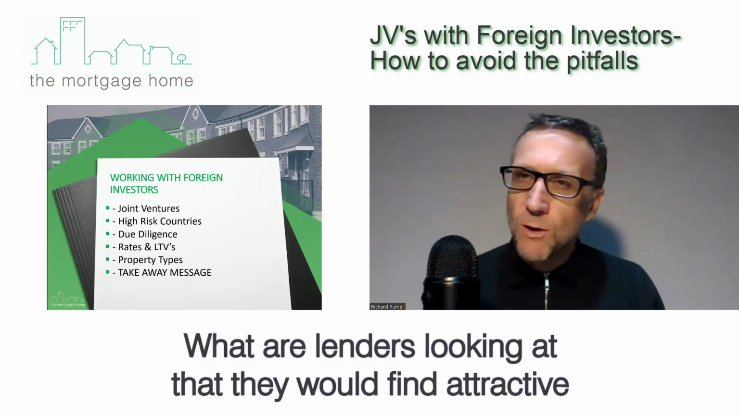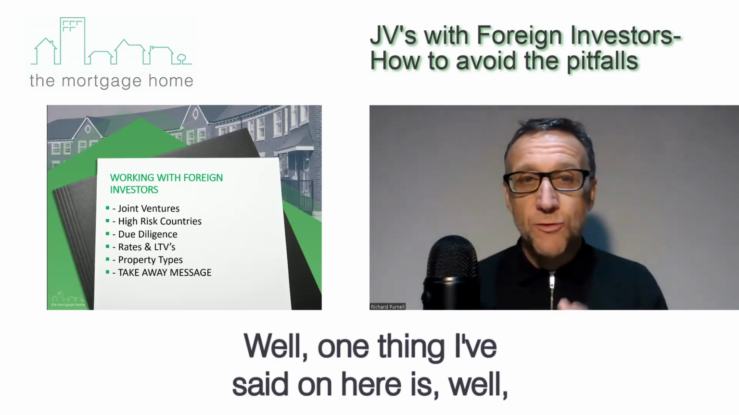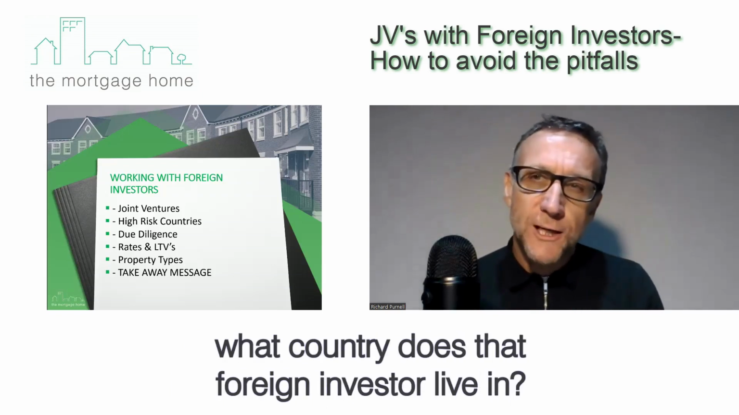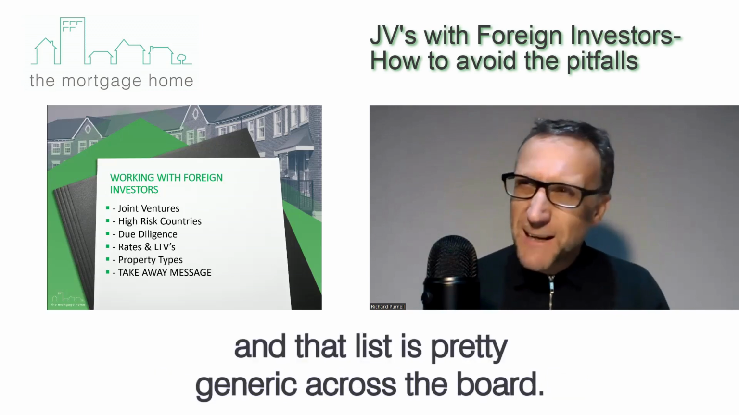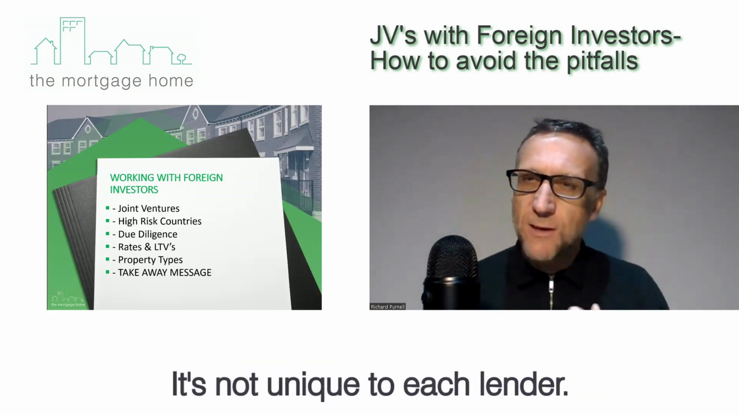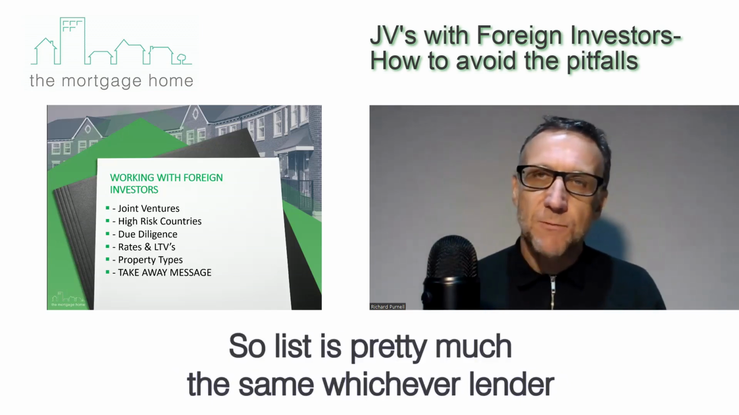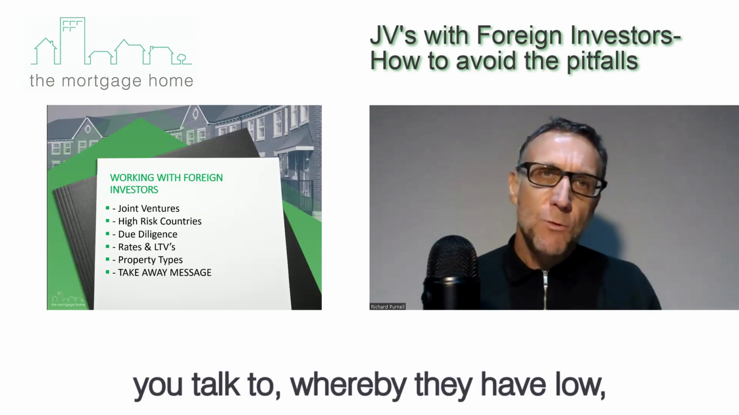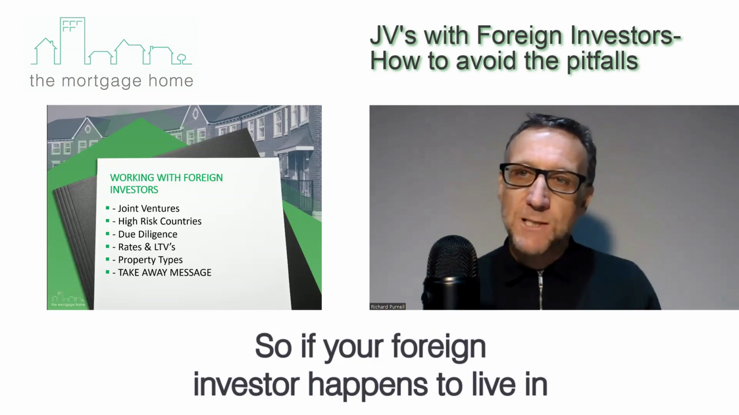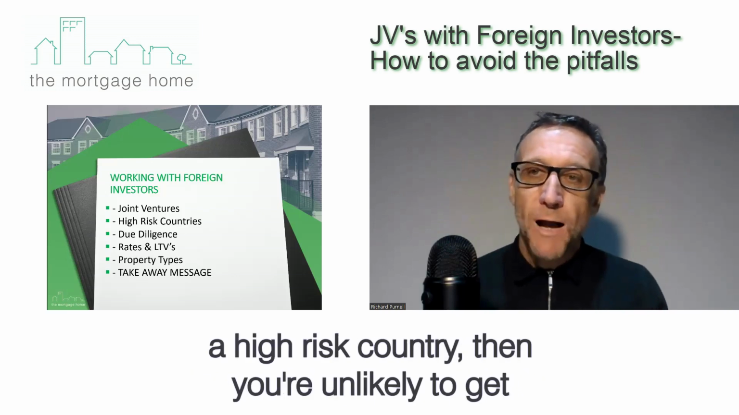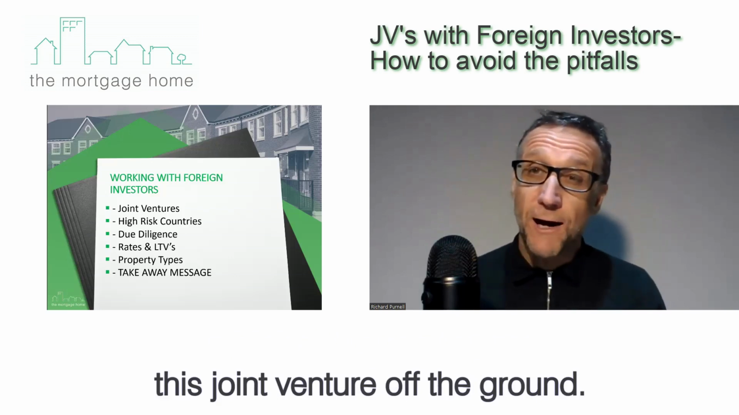Well, things to think about. What are lenders looking at that they would find attractive or indeed otherwise? Well, one thing I've said on here is, what country does that foreign investor live in? Because lenders have got a list, and that list is pretty generic across the board. It's not unique to each lender. So the list is pretty much the same whichever lender you talk to, whereby they have low, medium, and high-risk countries. So if your foreign investor happens to live in a high-risk country, then you're unlikely to get this joint venture off the ground.